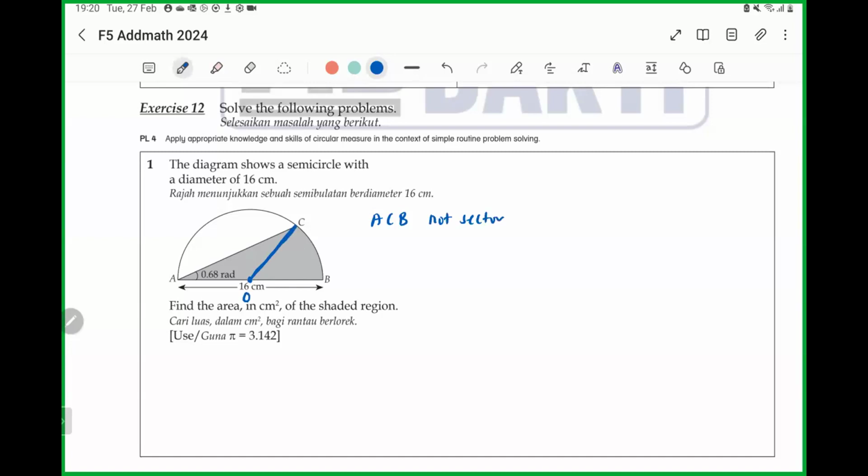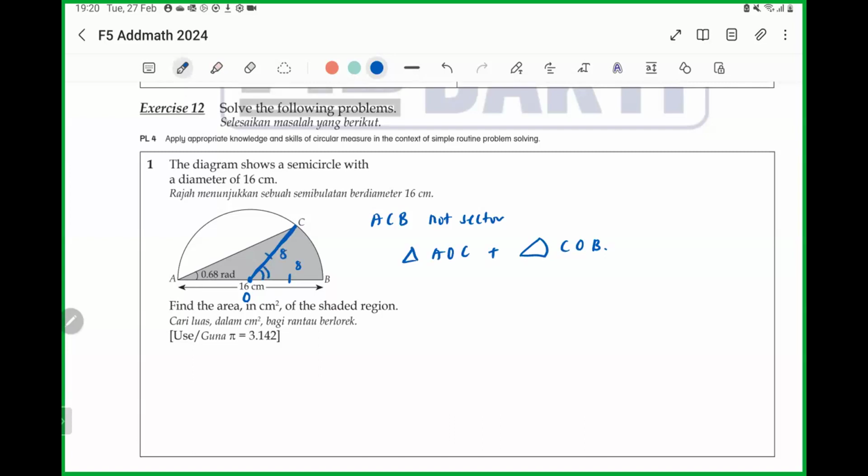So in this question, if I want to find the area of the region here, then I will need to take this triangle plus this sector. So triangle AOC plus the sector COB. Make sense? For triangle AOC, we will need to have the angle and also the radius. We know that the whole thing is 16, so the radius will be 8. But we need this angle. How do you get this angle?